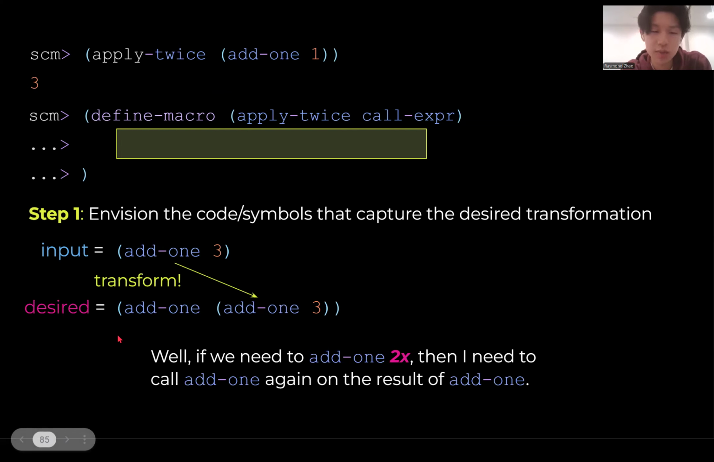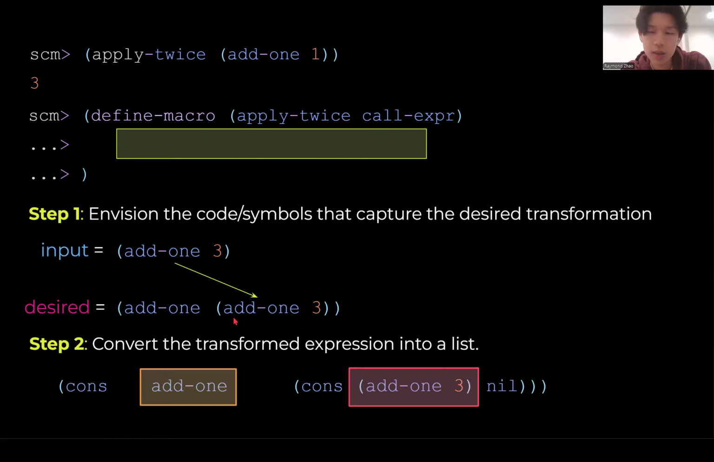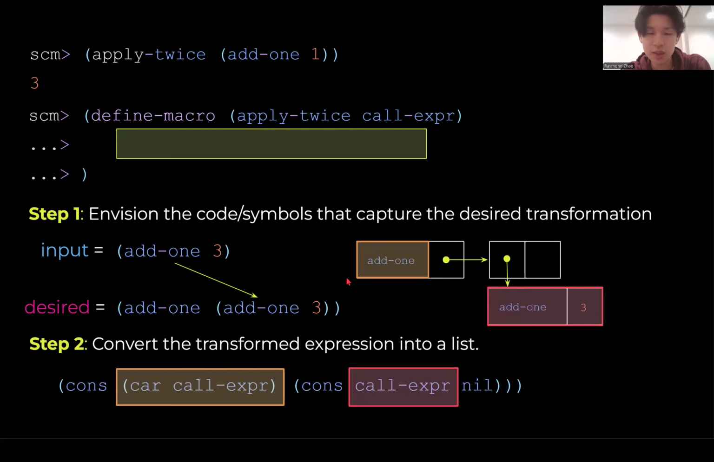Okay, so how do I transform into this? Using elements of this, how do I become this? Okay, so how can I do that? If this is a list and I want to make this list, all I have to do is cons add one onto cons add one of three, right? Do we see how if you execute and make this list, you get this list? And why are we making lists? Because our data in Scheme, everything is a list. Okay, I'm physically making this list out.